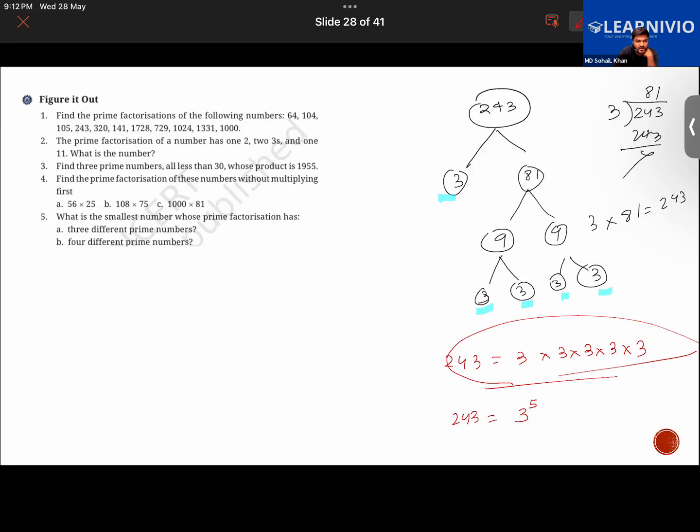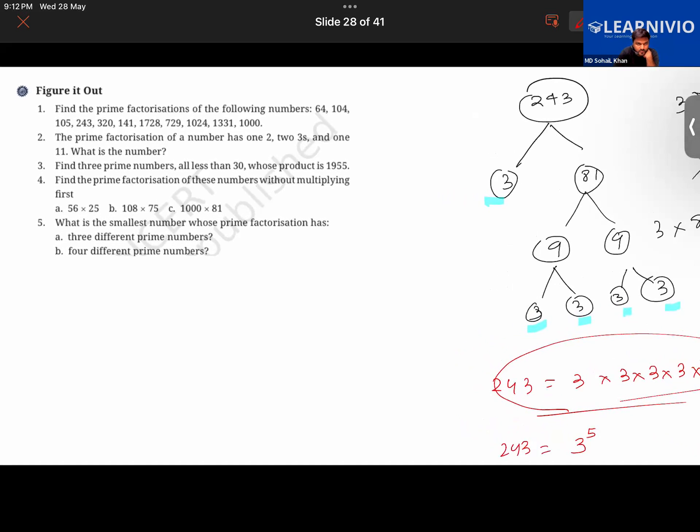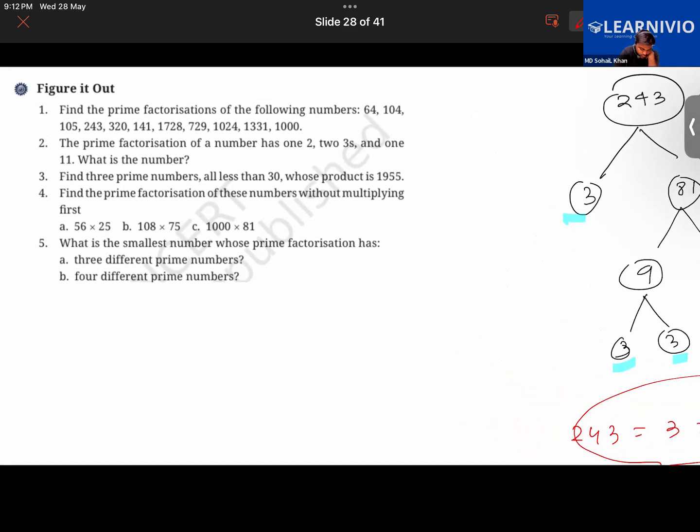Do the other ones quickly. I am going to give one to you, 141 to you, and 79 is for you, Nafis. Do it as fast as possible.